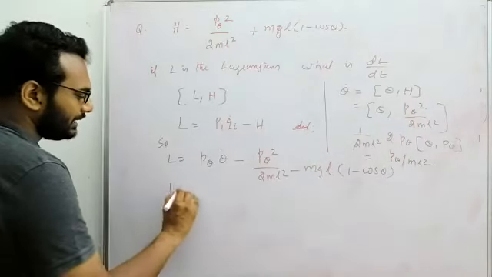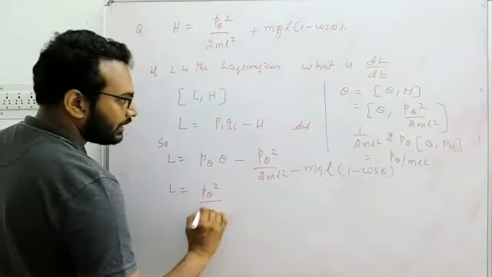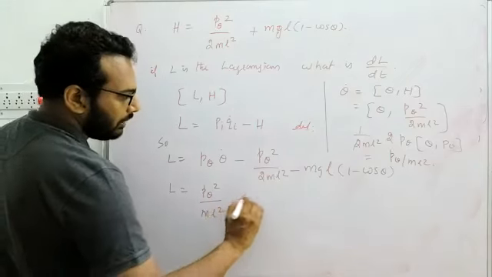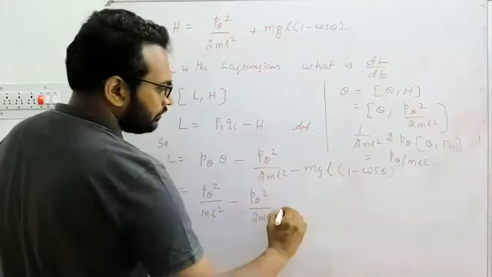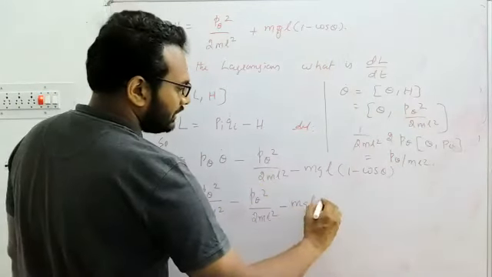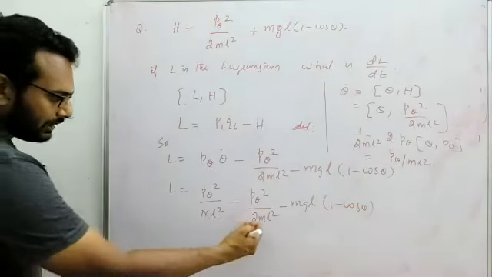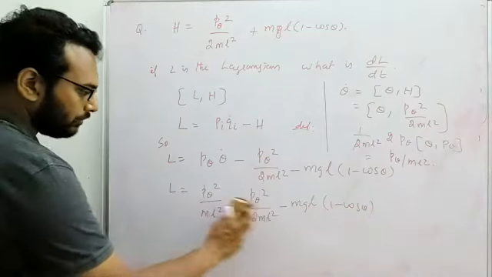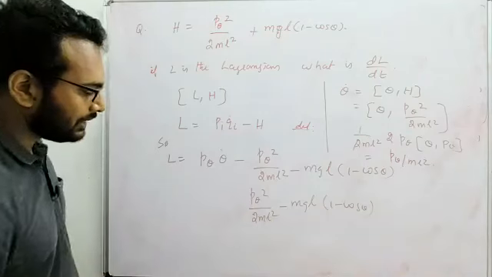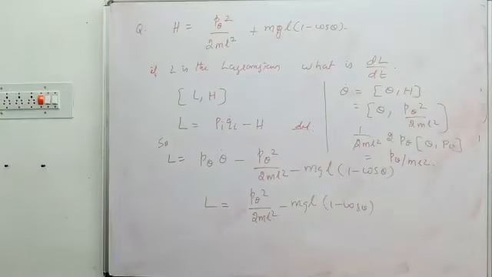So what do we have for the Lagrangian? L equal to p theta square divided by ml square minus p theta square by 2ml square minus mgl(1 minus cos theta). You can just combine these terms. If you take the difference, you'll see that L is equal to p theta square divided by 2ml square minus mgl(1 minus cos theta).